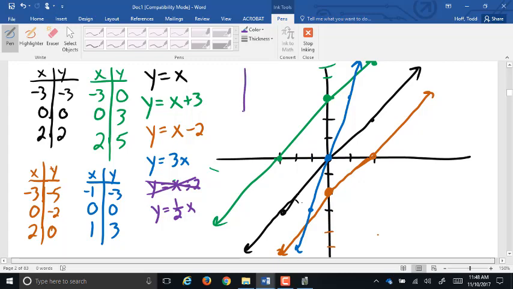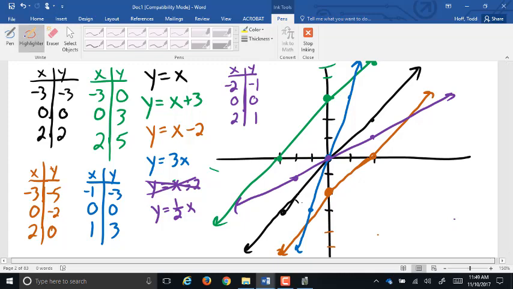So now I'm going to have to do it up here. Let's see, if x is -2, what would y be? -1. -2, -1. If x is 0, 0. If x is 2, 1. So we can see here, it makes that line that's not as steep. It's shallower across there. You will notice all of these lines, as I go left to right, they go up. They're positive relationships. They're increasing.